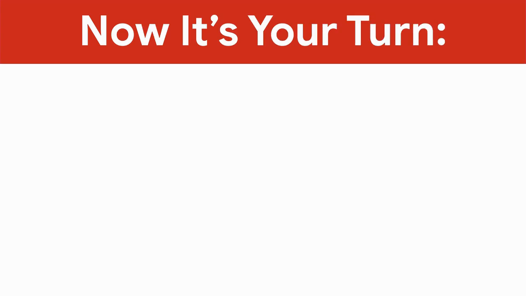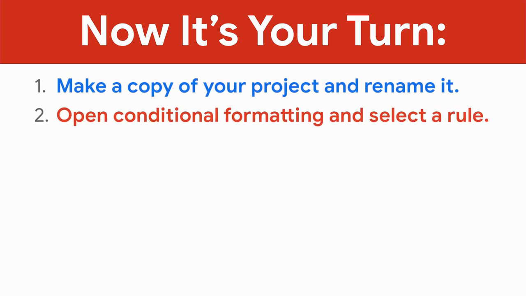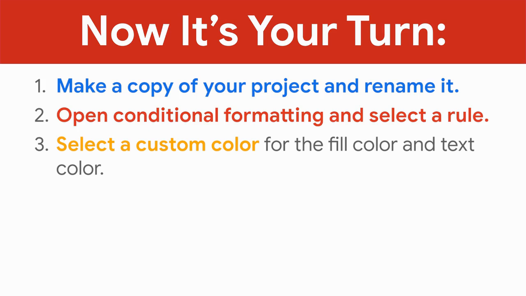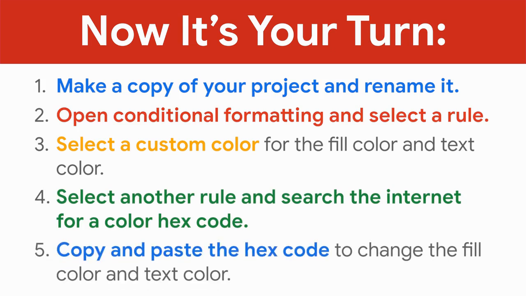Now it's your turn. Make a copy of your project and rename it. Open conditional formatting and select a rule. Select a custom color for the fill color and text color. Select another rule and search the internet for a color hex code. And copy and paste the hex code to change the fill color and text color.